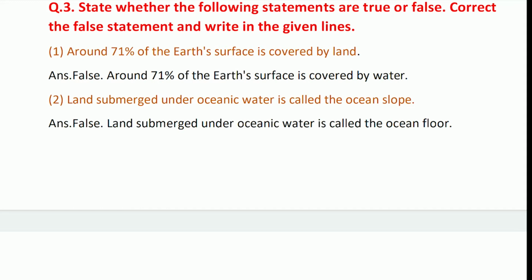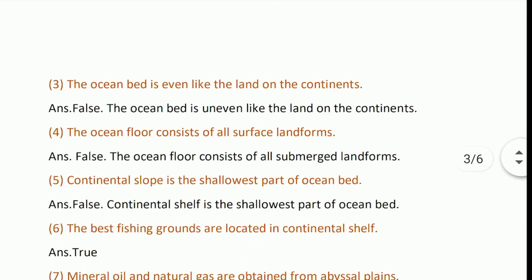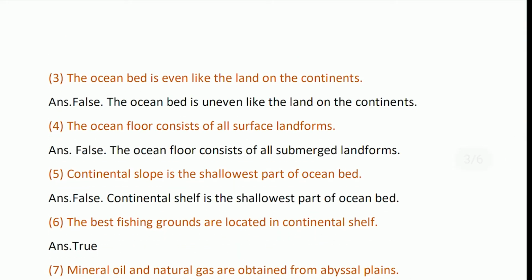Land submerged under oceanic water is called the ocean slope. False. The land submerged under the oceanic water is called the ocean floor. The ocean bed is even like the land on the continents. False. The ocean bed is uneven like the land on the continents.